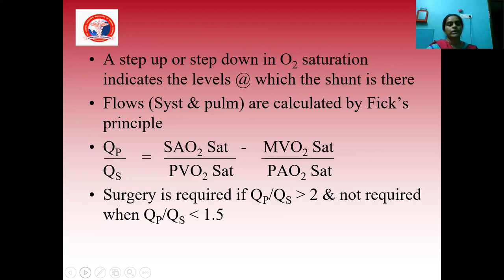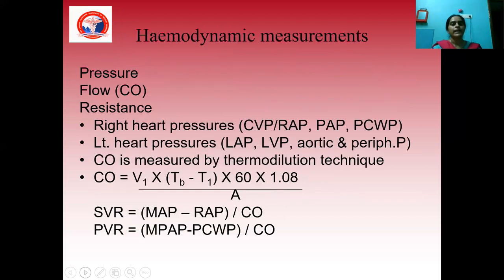If QP by QS shunt is more than 2, patients will require surgery. And if the QP by QS is less than 1.5, surgery is not required. Hemodynamic measurements which are done are pressure, flow, resistance.